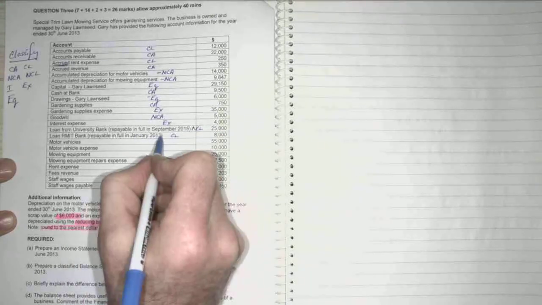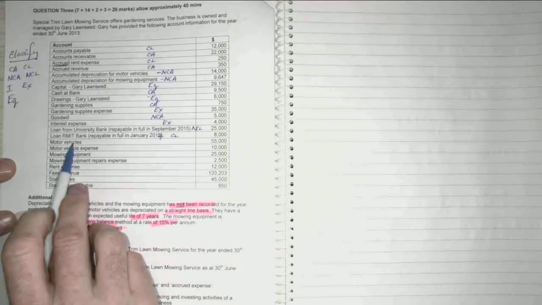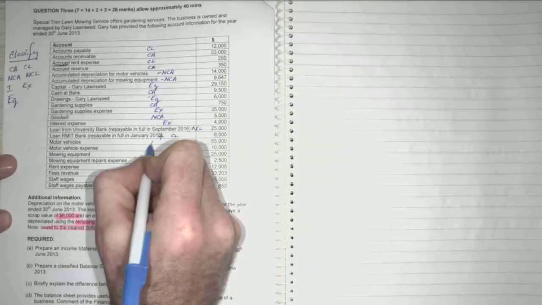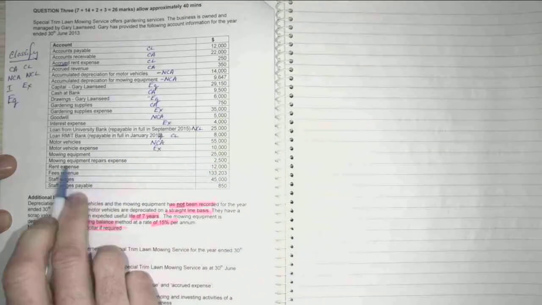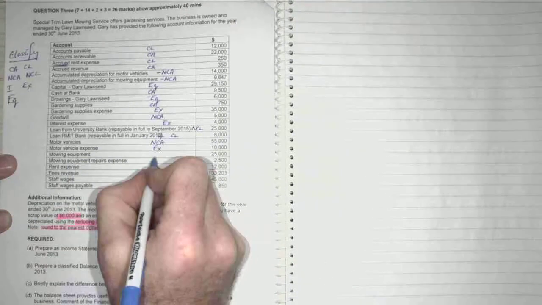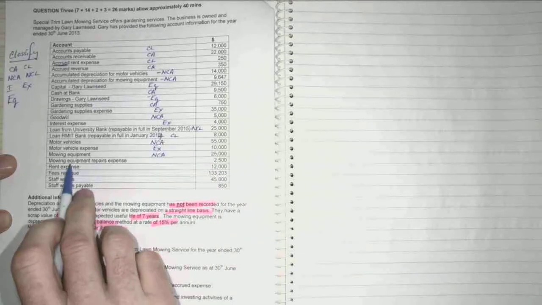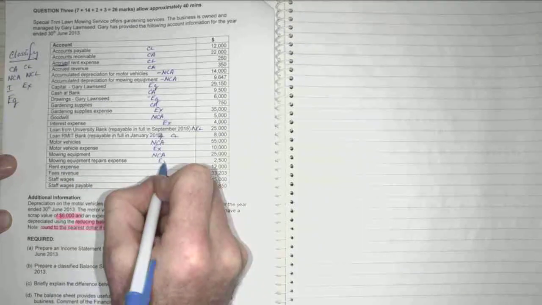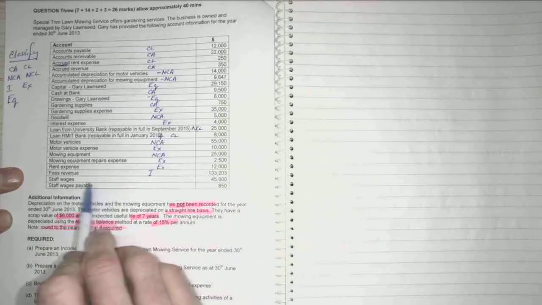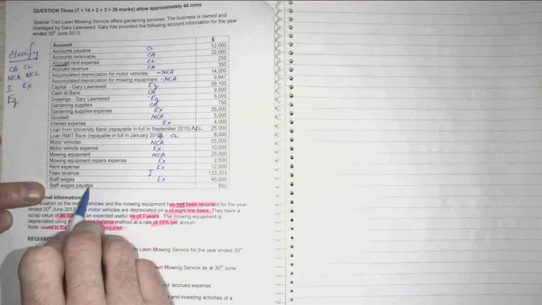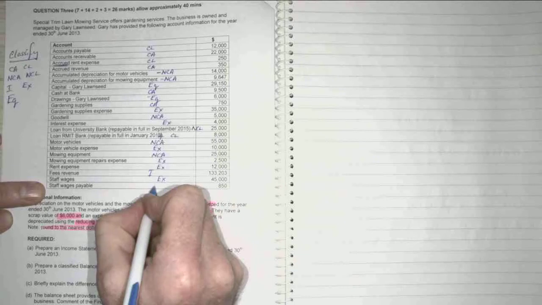Current liability, that should have actually read 2014. Motor vehicles, non-current asset. Motor vehicle expense, too easy. Mowing equipment, non-current asset. Mowing equipment expense, rent expense, too easy. Fees revenue, income, yep. Staff wages, expense. And staff wages payable. No, current liability, yep. So we've got all those.